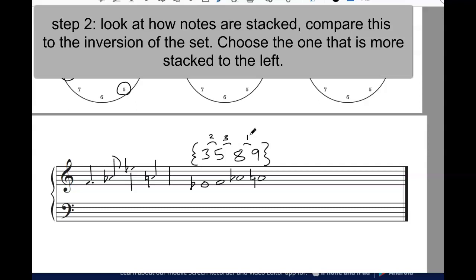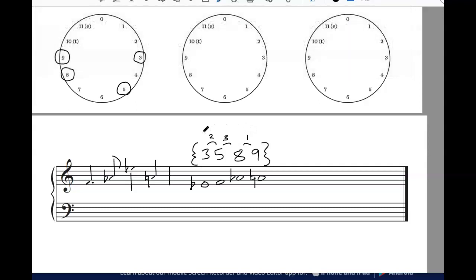Well, in order to find prime form, we actually want the smaller intervals on the left. We want the notes essentially stacked to the left. So this is not going to give us the prime form arrangement. Instead, we have to take the inversion of this and work with that. So let's take the inversion of this set.